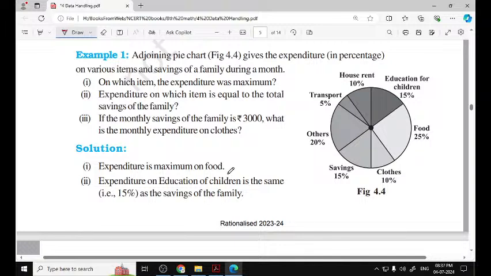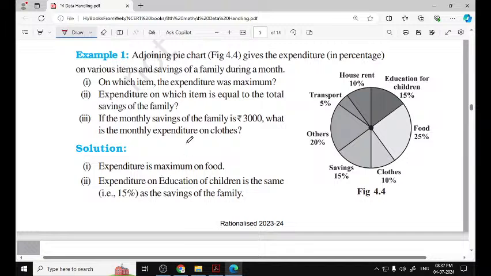On which item is the expenditure equal to total saving of the family? Saving is 15% and education for children is also 15%. So expenditure on education of children is same as savings of the family. If the monthly savings of the family is 3,000, what is the monthly expenditure on clothes?